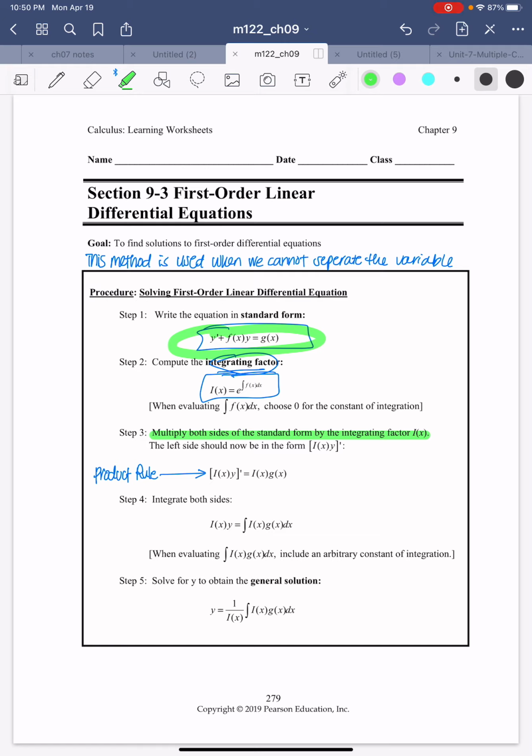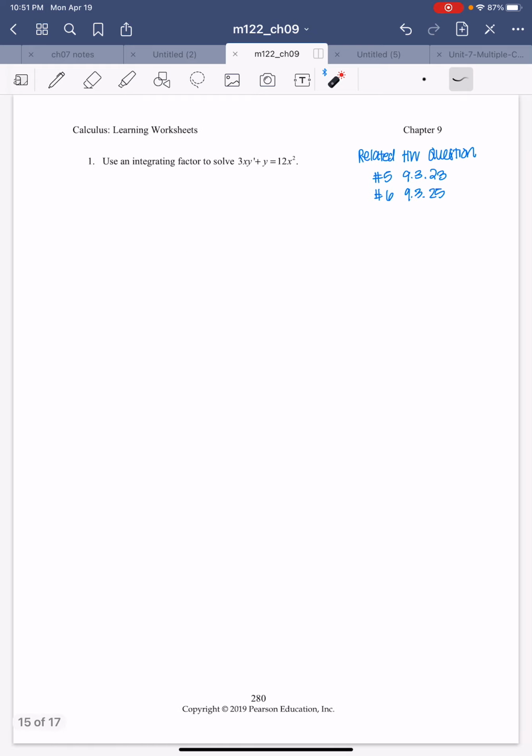Your left side will always be the product rule. That's the fact. So if you integrate both sides, that derivative disappears. So you now nicely have the integrating factor and y. And on the right hand side, you have something that you can integrate. Then you can divide by I of x to solve for y. So let's jump onto the first problem so that you can see it clearly.